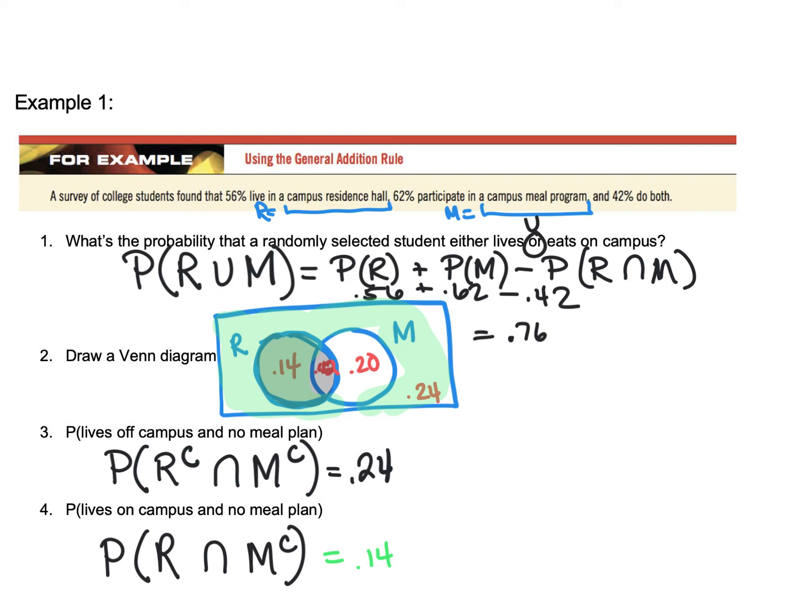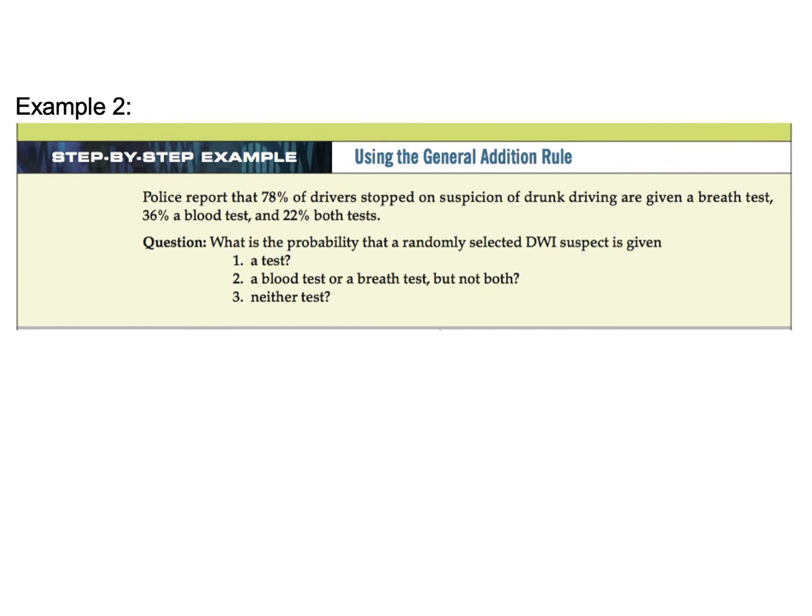Okay, so I hope I'm convincing you that the Venn diagram is the way to go, or a two-way table. All right, so police report that 78% of drivers stopped on suspicion of drunk driving are given a breath test, 36% a blood test, and 22% get both tests. What's the probability that a randomly selected DWI, that would be driving while intoxicated suspect, is given just any type of test? Again, even though this header says using the general addition rule, you can use the general addition rule, I advocate for make a picture.